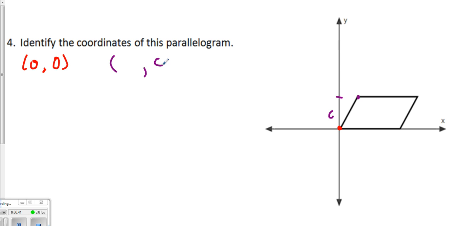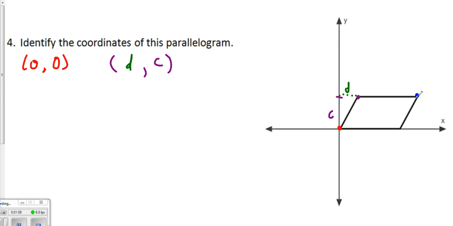So I'm going to call that purple one something C. Now again, whatever this distance from here to here is going to be the x value of that point. Let's call that distance D. So we'll call this the point D, C. We're going up C amount and over D amount.